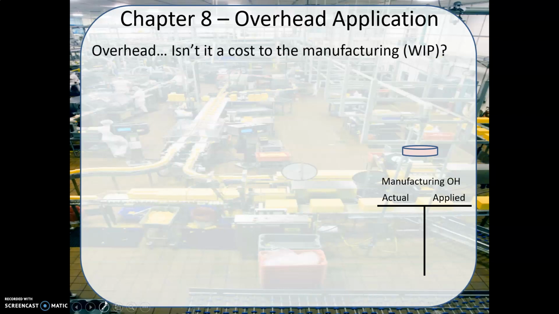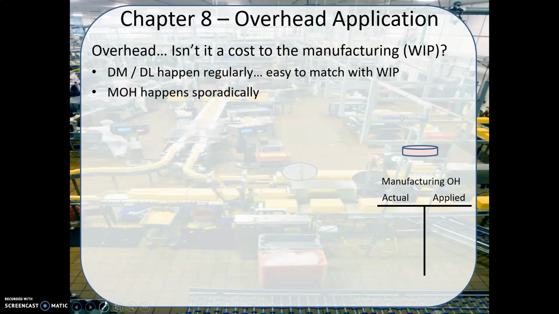So talking about MOH, we talk about overhead. It is a cost to the manufacturing, and it is something that impacts your work in process. Again, that's where you're adding value to inventory. The direct material and the direct labor that's happening to WIP, very easy. You can see the item pass from raw materials, from direct material to WIP. You can see the work being done on the assembly line as direct labor.